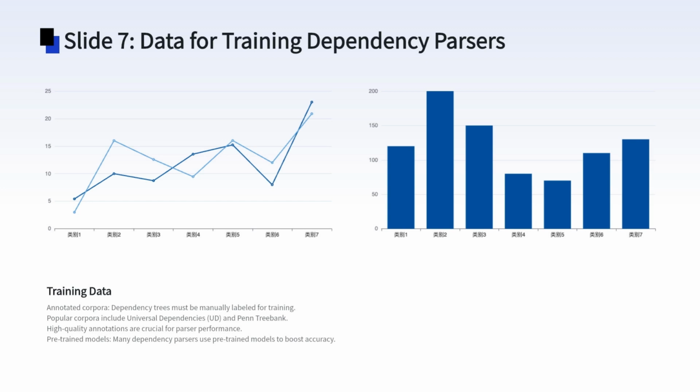Penn Treebank, primarily used for constituency parsing, but also contains dependency annotations for training models. The quality of annotations is critical. Errors in the labeled data can significantly affect the performance of the trained parser. In practice, many dependency parsers leverage pre-trained models to improve their accuracy, especially for languages with limited training data.